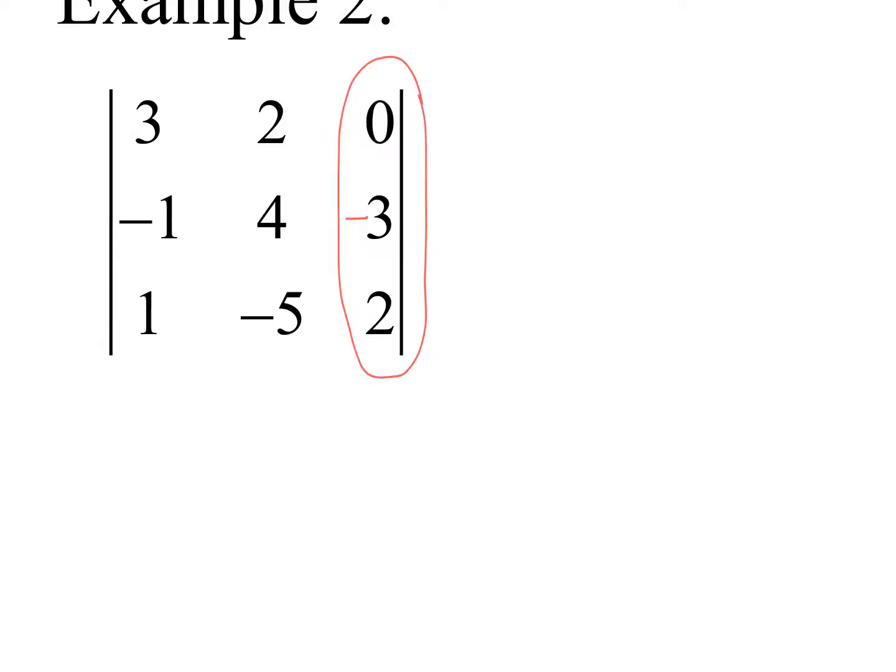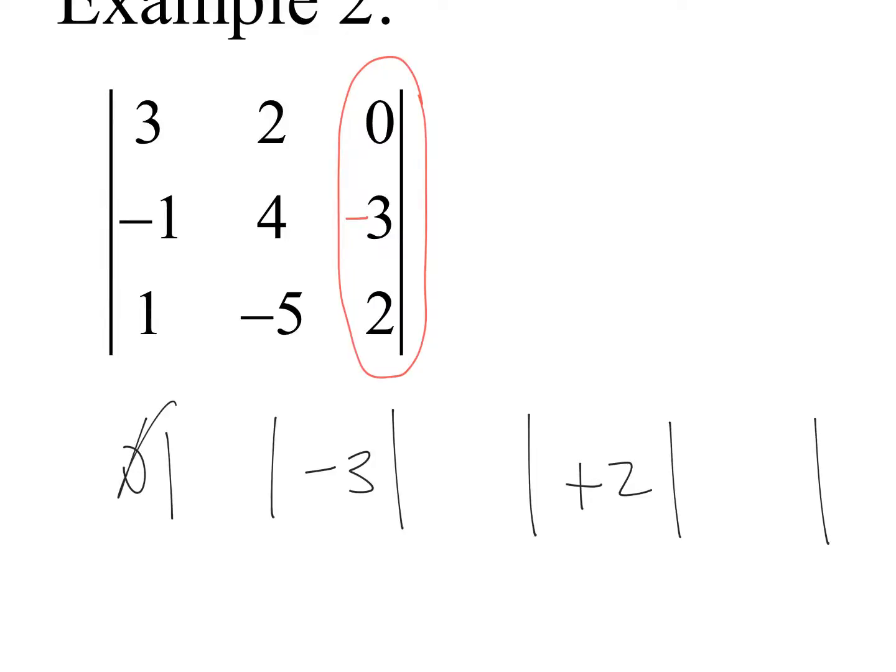So now what I'm going to do is use those as my coefficients. So I'm going to do 0 times something, which doesn't matter, and then negative 3 times something, and then positive 2 times something. And remember, 0 times anything is 0, so you don't even have to fill in that matrix. That's why you choose rows and columns with zeros in it.